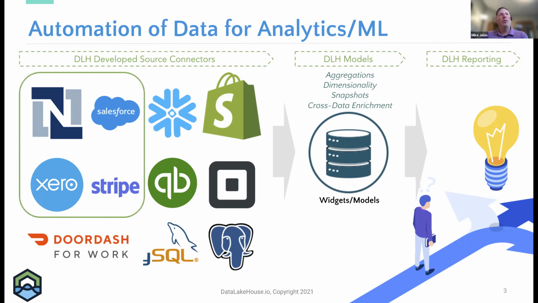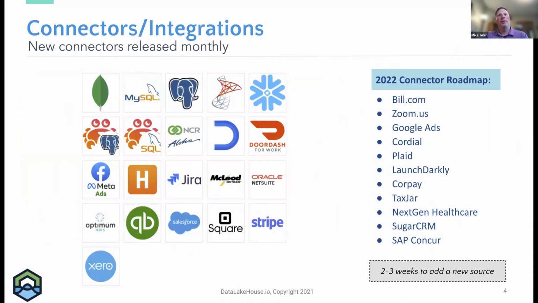And of course, you can add more sources of data over time as your organization evolves and bring all that data together all within a single source of truth. With many connectors to choose from, several dozen, adding more and more every month. And here's our roadmap for this year.